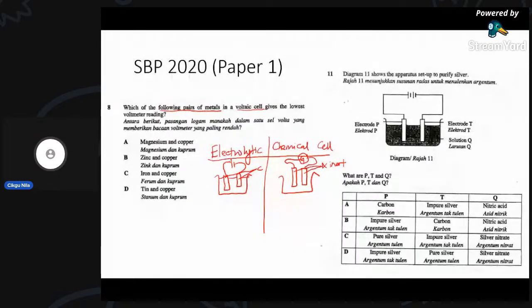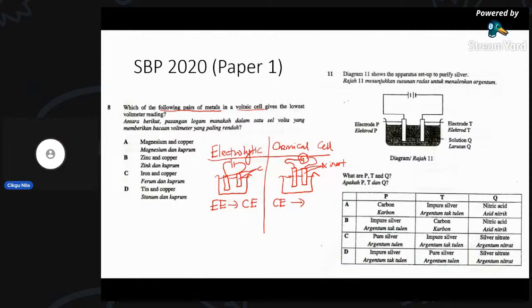One thing I want to mention: in the electrolytic cell, you have a battery, which means the energy changes. Electrical energy changes to chemical energy. The chemical reaction in the beaker happens because of the electrical energy. The electrical energy forces the chemical reaction to happen in the solution. And then if you observe the chemical cell, the chemical cell is the chemical energy.